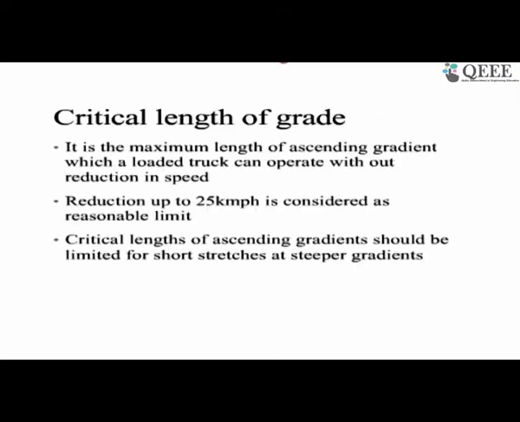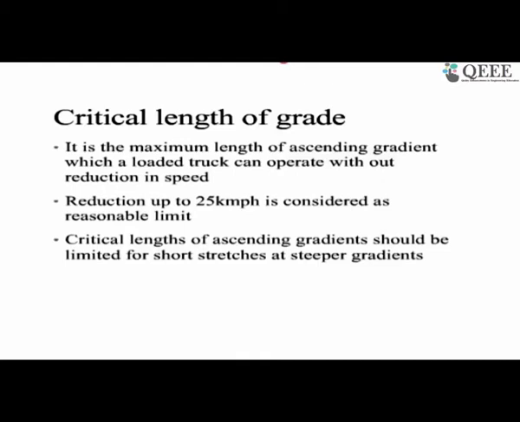Now one more concept is the critical length of the gradient. We are talking about the critical length all the time: what should be the length of this? It is the maximum length of ascending gradient over which a loaded truck can operate without reducing speed. If it is reducing the speed, that is not good. You need to provide a length in which the trucks are not going to reduce speed. It has been seen that if you provide more than 100 meters for the exceptional gradient, the truck's speed is going to be reduced. That is why we limit it to within 100 meters, and that becomes your critical length.